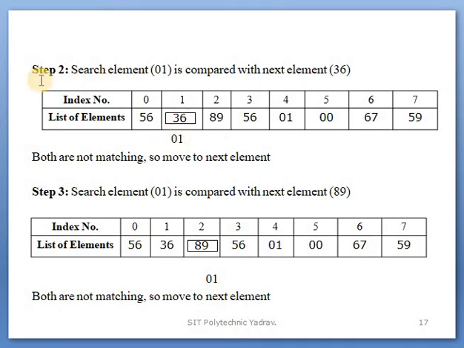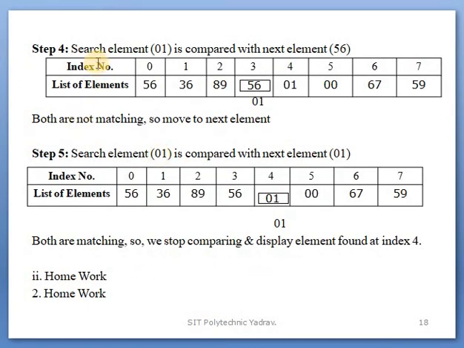Step 2: search element 1 is compared with the next element 36. Both are not matching, so move to the next element. Step 3: compared with the next element 89. Not matching, so move on. Step 4: compared with the next element 56. Not matching, so move on. Step 5: compared with the next element 1. Both are matching, so we stop the comparison and display element found at index 4.